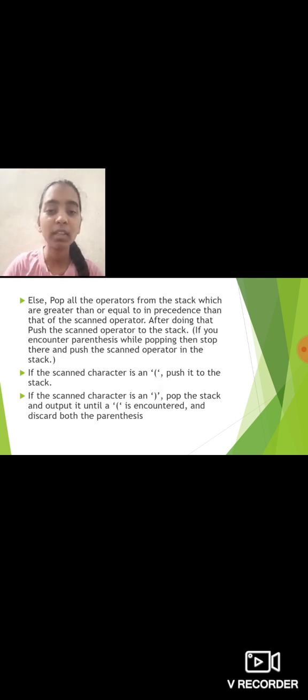Else, pop all the operators from the stack which have greater than or equal precedence to that of the scanned operator. After doing that, push the scanned operator to the stack. If you encounter parentheses while popping, then stop there and push the scanned operator into the stack. If the scanned character is an open parenthesis, push it into the stack. If the scanned character is a closed parenthesis, pop the stack and output it until an open parenthesis is encountered, and discard both the parentheses.